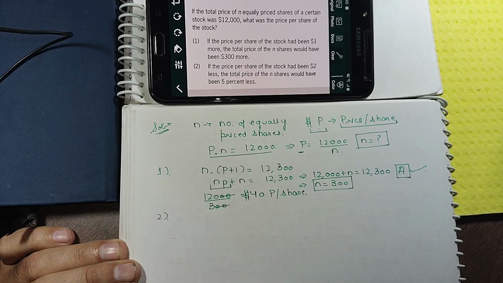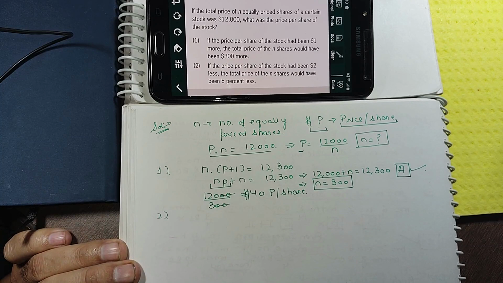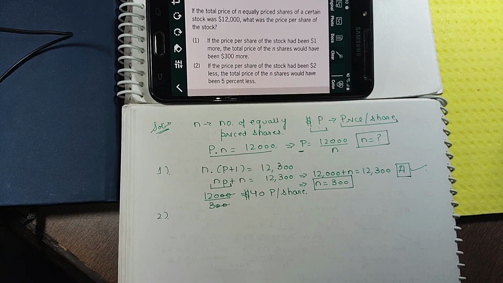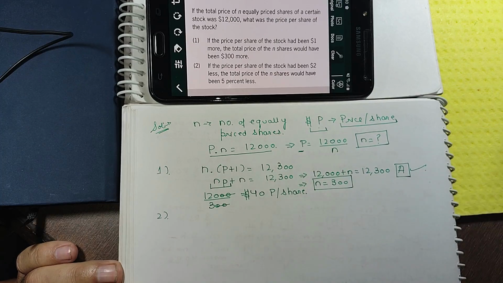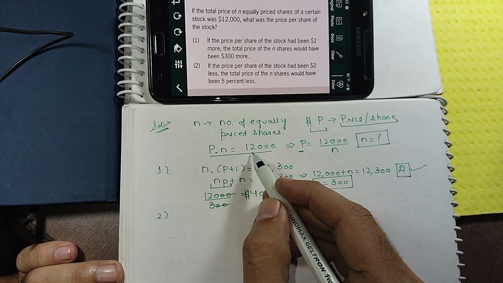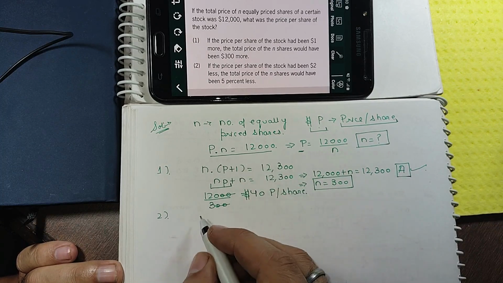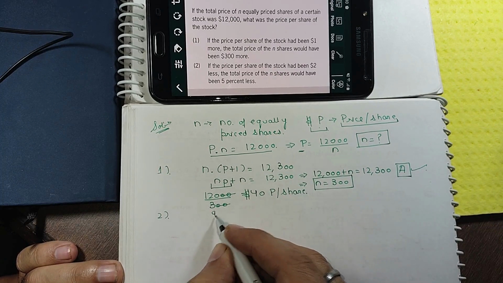Statement 2 tells me that if the price of the stock had been $2 less, then the price per share will be P minus 2. The total price of the n shares would have been 5% less. So 5% off we have to cancel from this. So basically that means 95% of the price would be left.